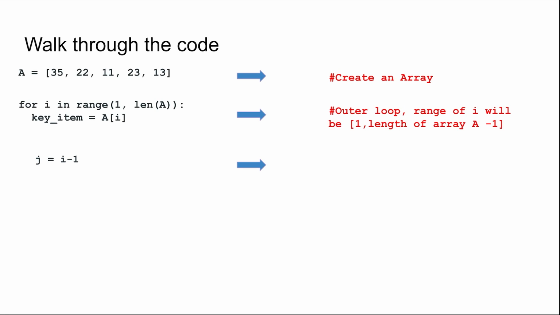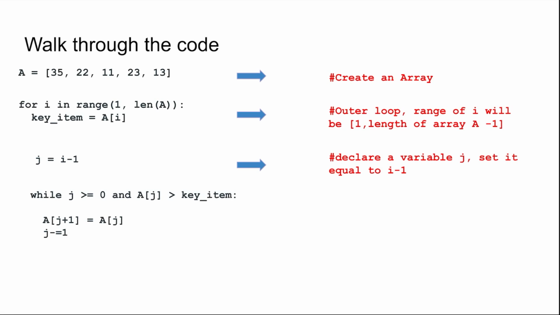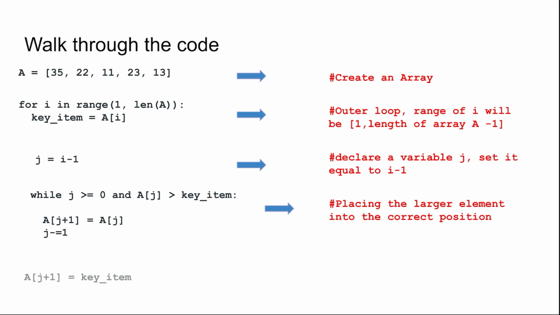And then a variable j is initialized to I minus 1. And then a while loop is created inside this particular for loop, which is used to place the larger element into its correct position. And then lastly, after the while loop terminates, the smaller element is placed into its correct position.